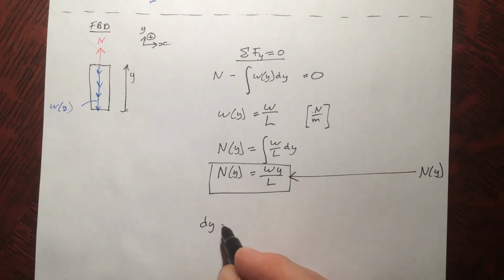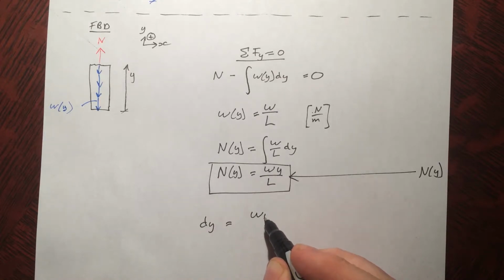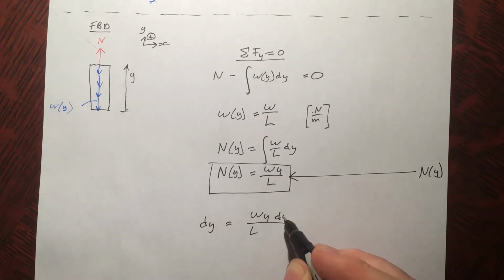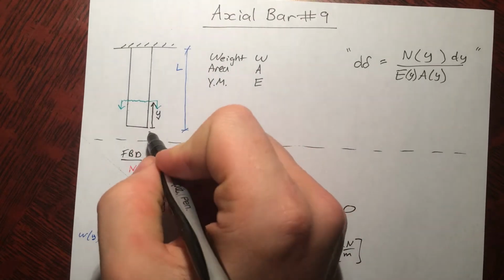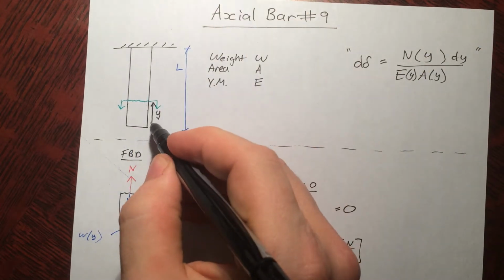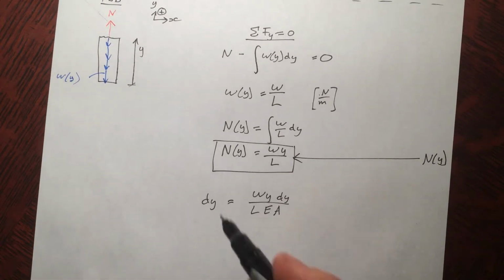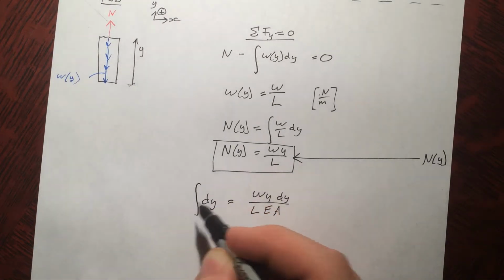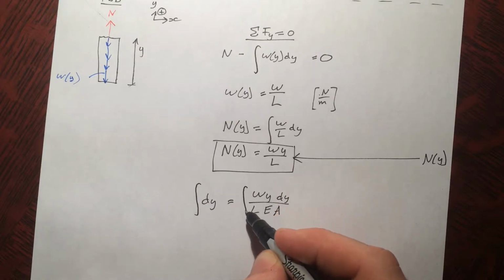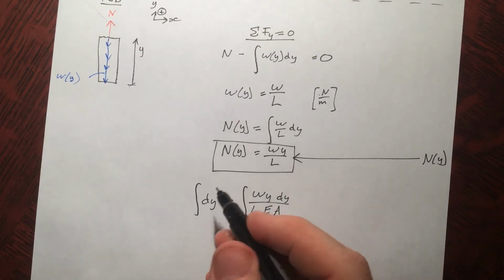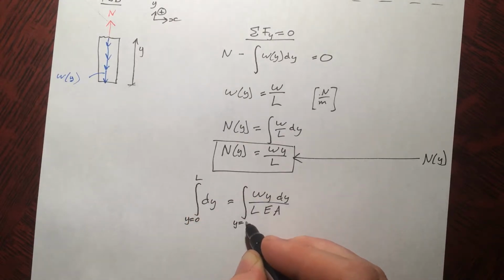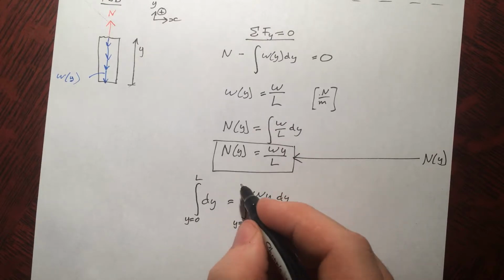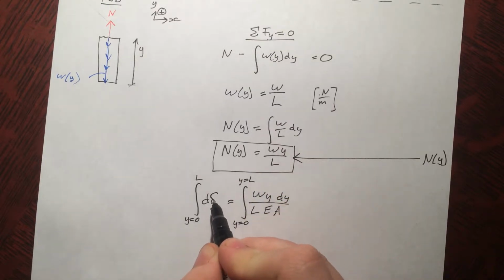dδ is equal to N as a function of y, which is w y over L, dy over EA. So to find the total elongation, we have to integrate over this full thing, from y equals 0 up to y equals L. I'm not going to plot this, so I'm just going to go straight into the definite integral with real physical limits: y equals 0 to y equals L. Oops, this should be a delta.